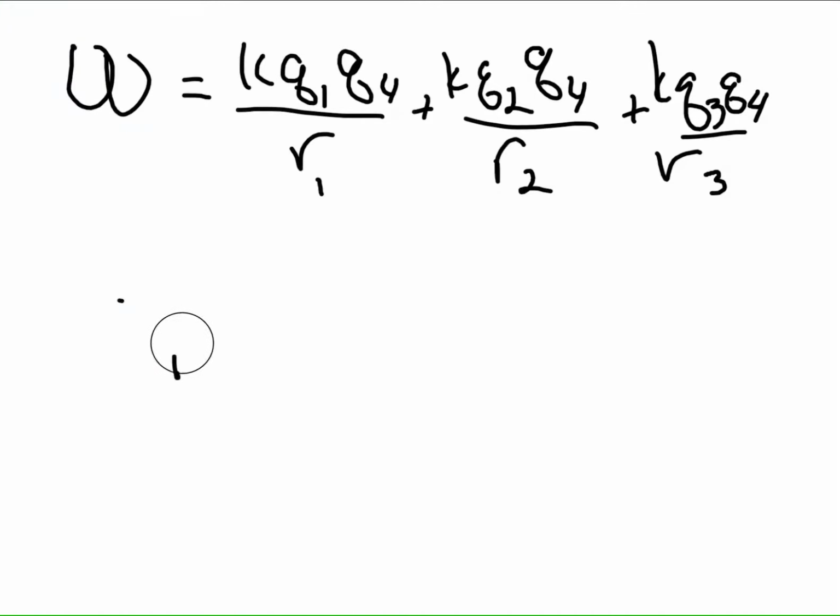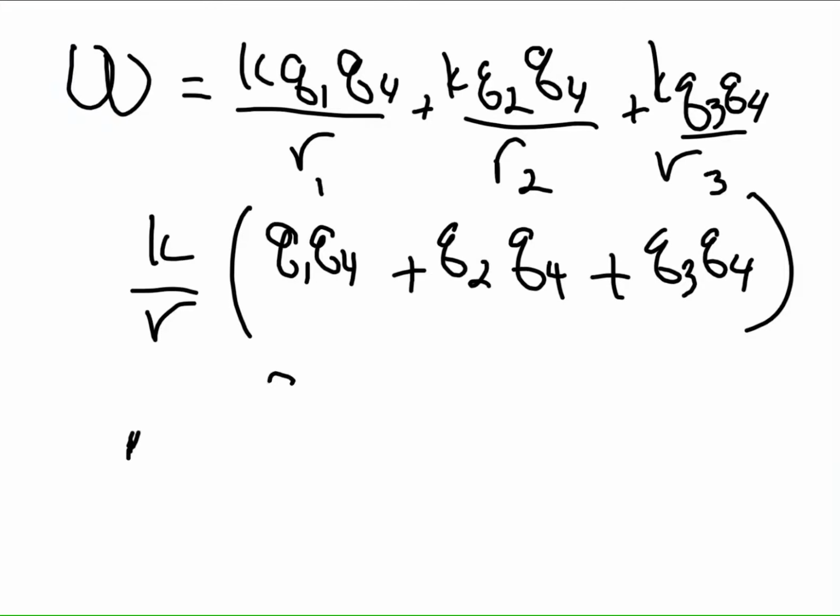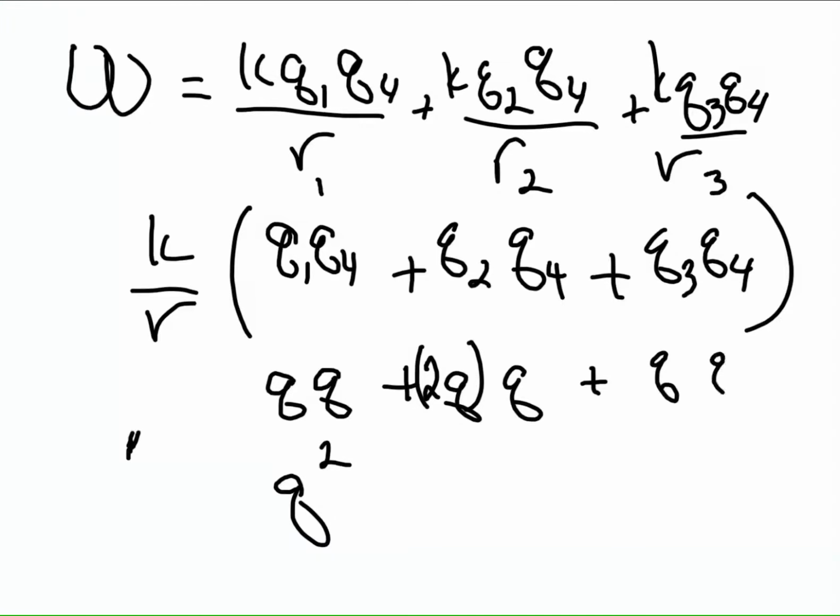Okay, so we're going to factor out K and R. And then we're just left with, well, Q1 times Q4 plus Q2 times Q4 plus Q3 times Q4. So, let's see. Q1 was Q and Q4 was Q. So we got Q squared plus Q. Oh, hold on. Forgive me. 2Q times Q and Q times Q. So this guy is also Q squared. This guy is going to be 2Q squared. So we have a total of 4Q squared, right?